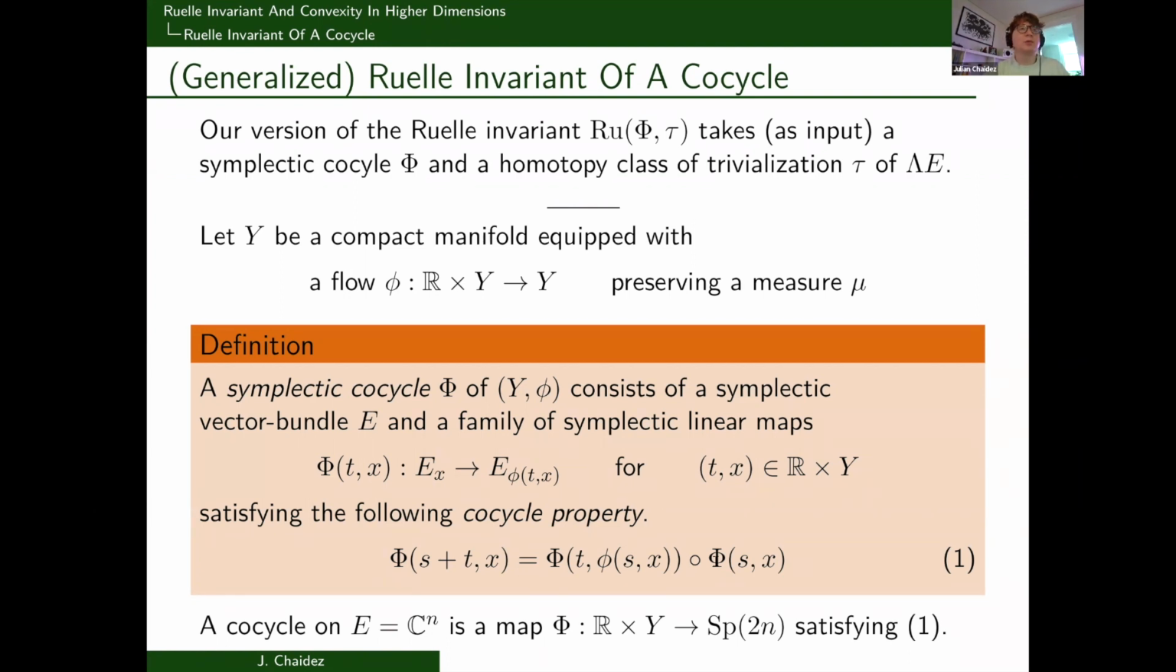So I think the best way to think about a cocycle is it's a lift of the flow to some vector bundle living over the manifold which the flow is on. And then here the symplectic part is just saying that everything is symplectic. So the vector bundle is symplectic, and the lift of the flow is basically fiber-wise symplectic.